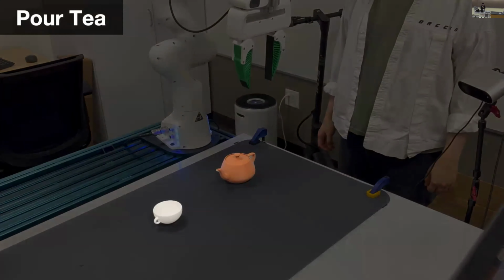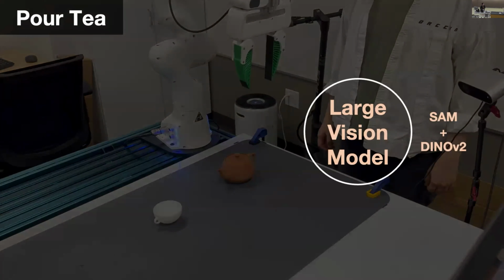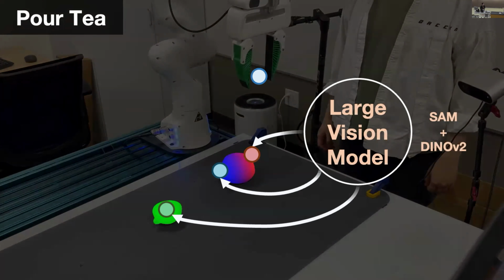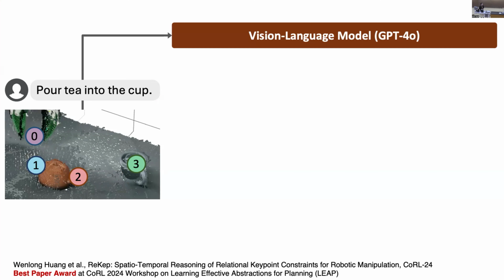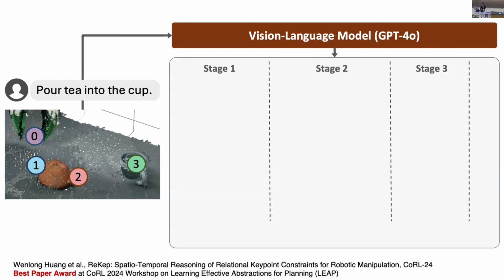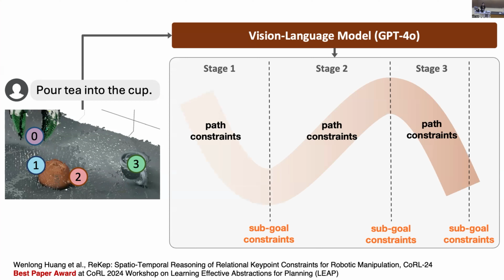More specifically, in this pour tea example, we use a combination of Segment Anything and DINO to obtain semantically meaningful keypoints overlaid on the 3D space of this environment. Then we project those 3D keypoints back into the 2D images. Together with the language instructions, we feed them into the foundation model. This foundation model is doing two things. One is task decomposition, decomposing the task into several stages. And then it generates the constraints, which contain two types: the path constraints and the sub-goal constraints.